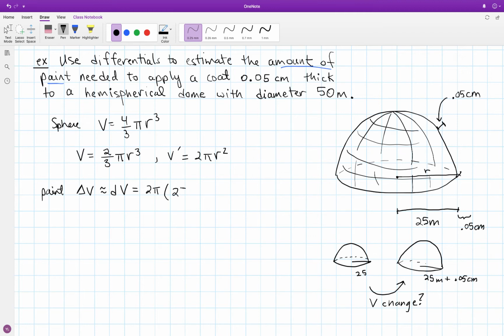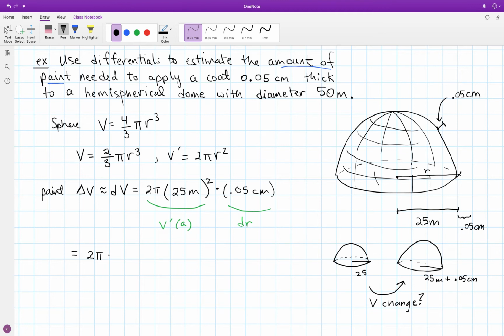So the original radius, 25 meters squared, times dr, which is 0.05 centimeters. Okay, so this right here is basically V prime of a, where the a value is the 25, and this right here is your dr. Okay, so let me just clean up the units a little bit and I'll get my approximation. Let me put the centimeters into meters.